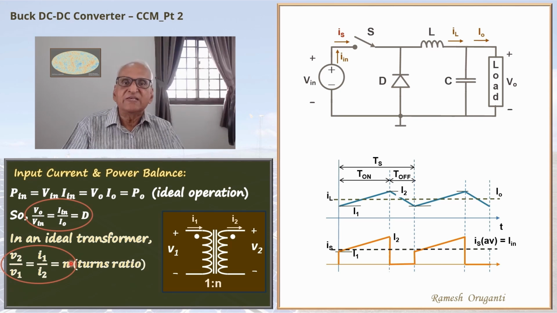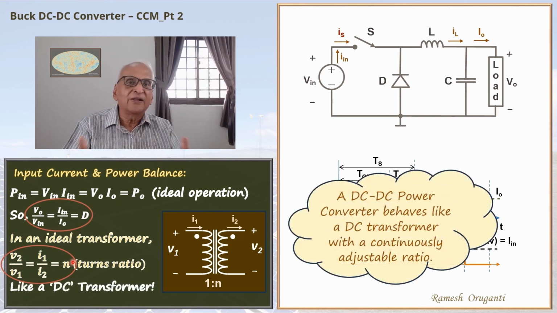So it works for DC, and also in a typical transformer, N is a fixed quantity, whereas here you can continuously vary D. One way to think of a DC-DC converter is that of a DC transformer with an adjustable turns ratio. It's not true only for buck converter, it's true for all DC-DC converters.